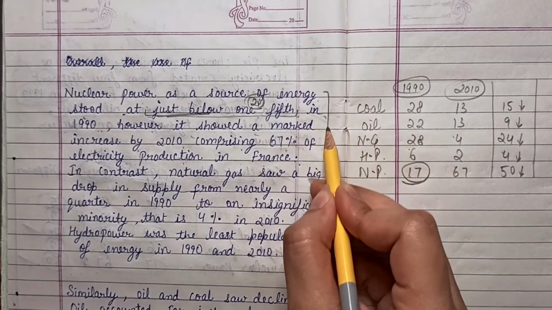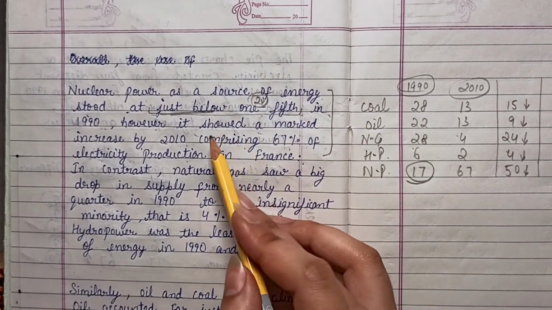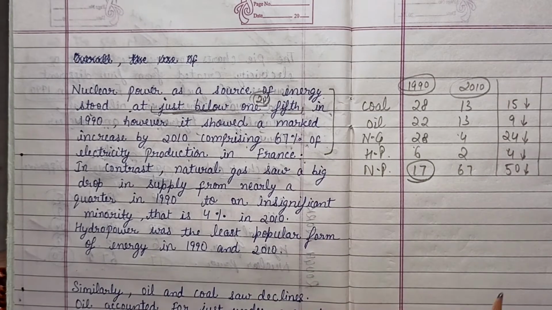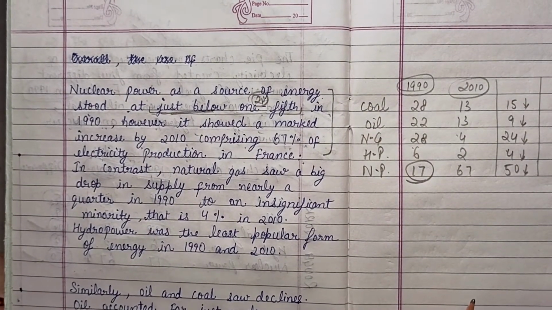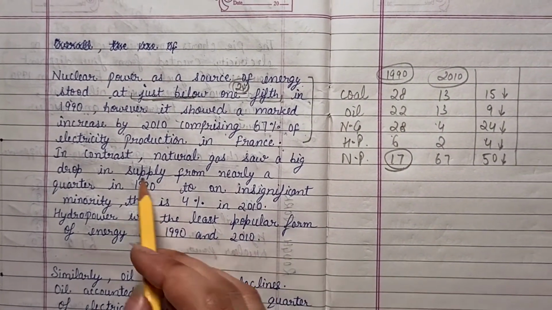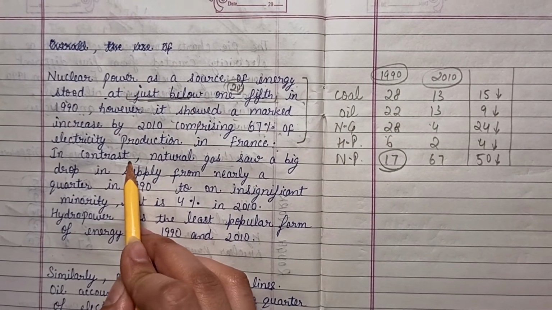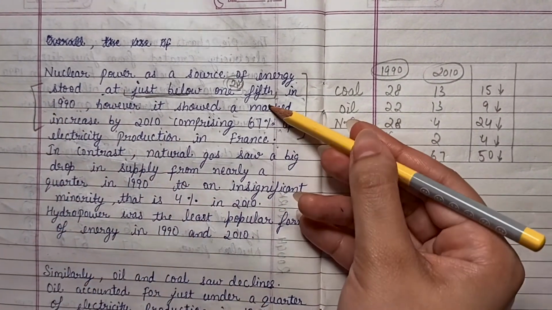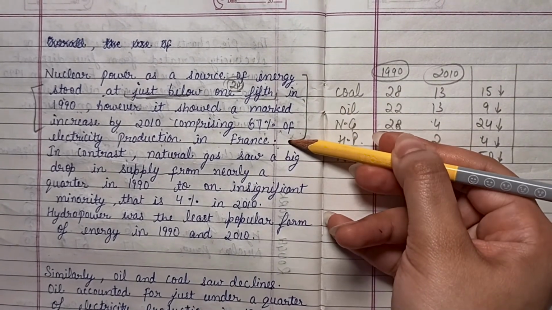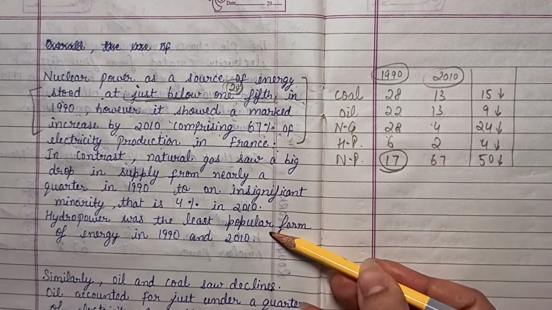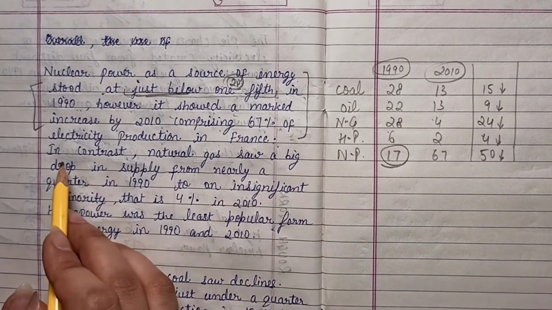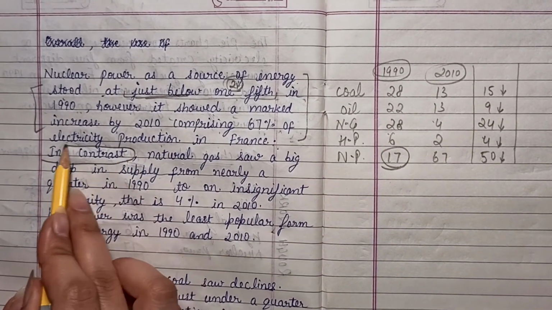Right? We have compared the data of 1990 and 2010. You need to compare the data, that is more effective. In contrast, not only this, I have compared the data of nuclear power. Instead of comparing only the nuclear power data, I have compared it with another data given for natural gas. So that's why I have used the connector in contrast.